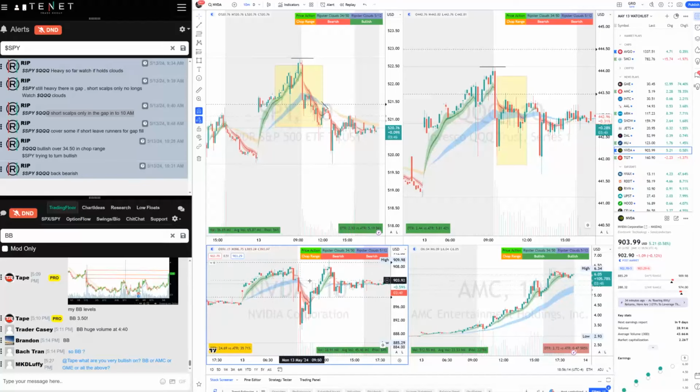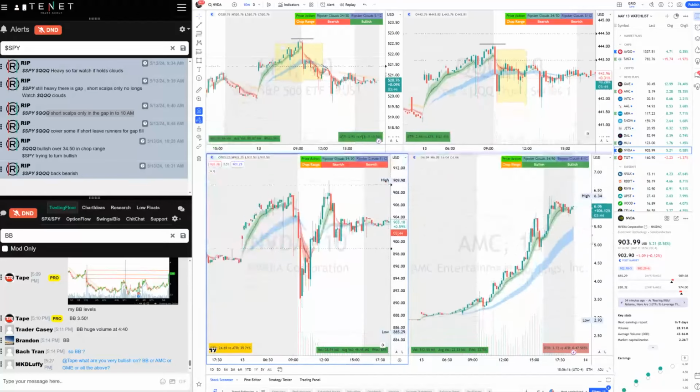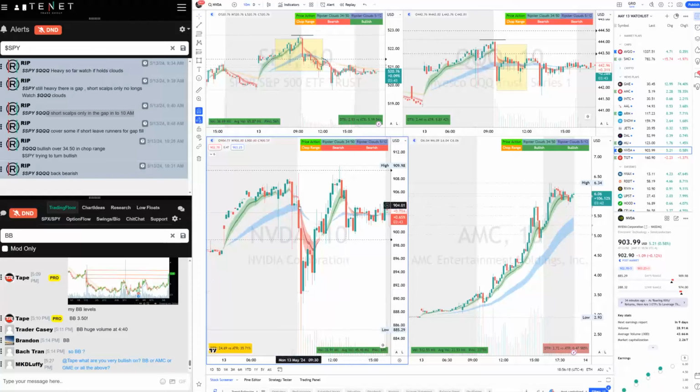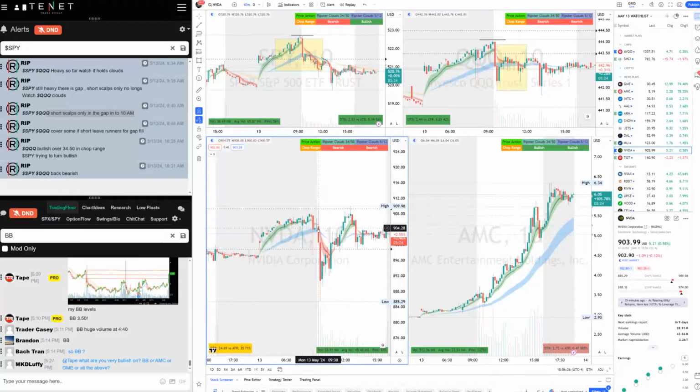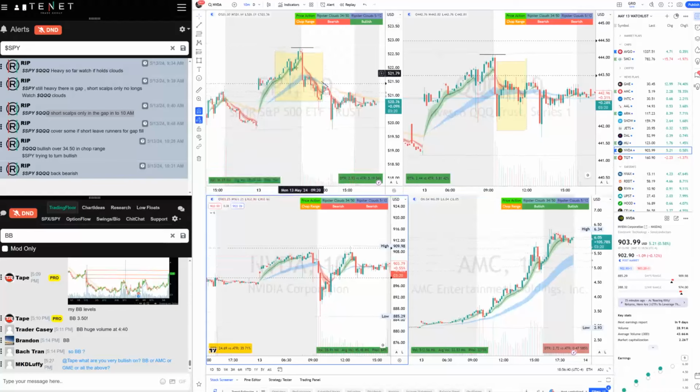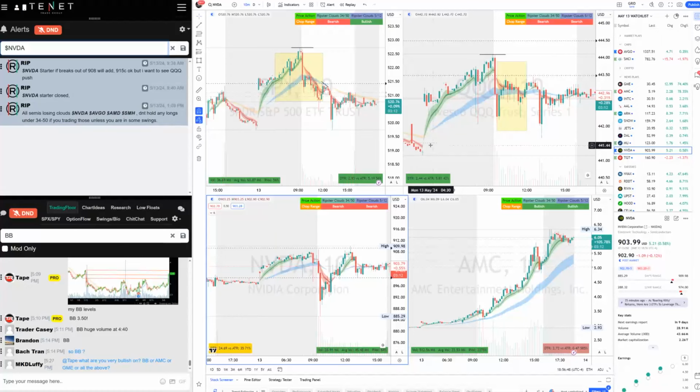We were trying to long Nvidia, but Nvidia kind of broke down under the clouds. So I was watching Nvidia and I took a starter, thinking maybe we break out of our pre-market highs. But when I saw the market weakness and Nvidia breaking down the clouds, right away I was out of Nvidia. Took the starter loss because my screen share is always on.